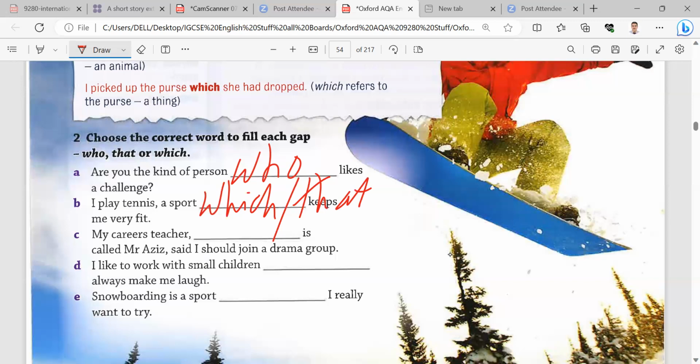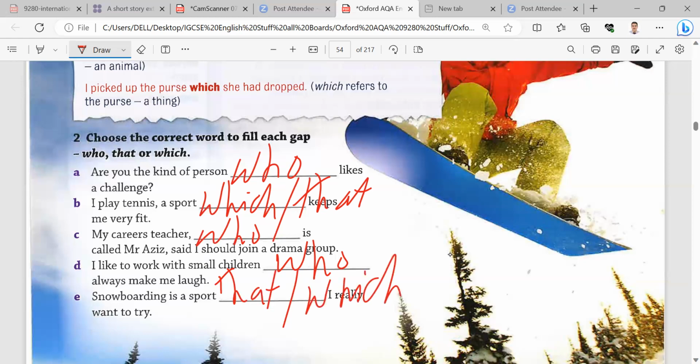My career teacher who is called Mr. Aziz. Yes, who is called, yes. Next, I'd like to work with small children who makes me laugh or that makes me laugh? Who, yes. Who always makes me laugh. Next. Snowboarding is a sport I really want to try. That. Or which.